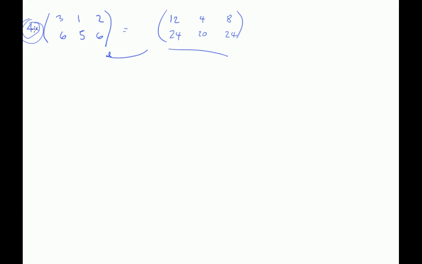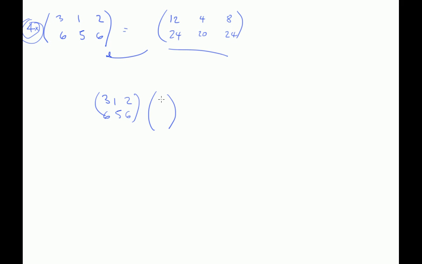Okay. Next we want to look at multiplying two matrices together. We can only do that when the number of columns in the first matrix is equal to the number of rows in the second. So let's say we took that 3 1 2, 6 5 6 matrix, and we want to multiply it by another matrix.